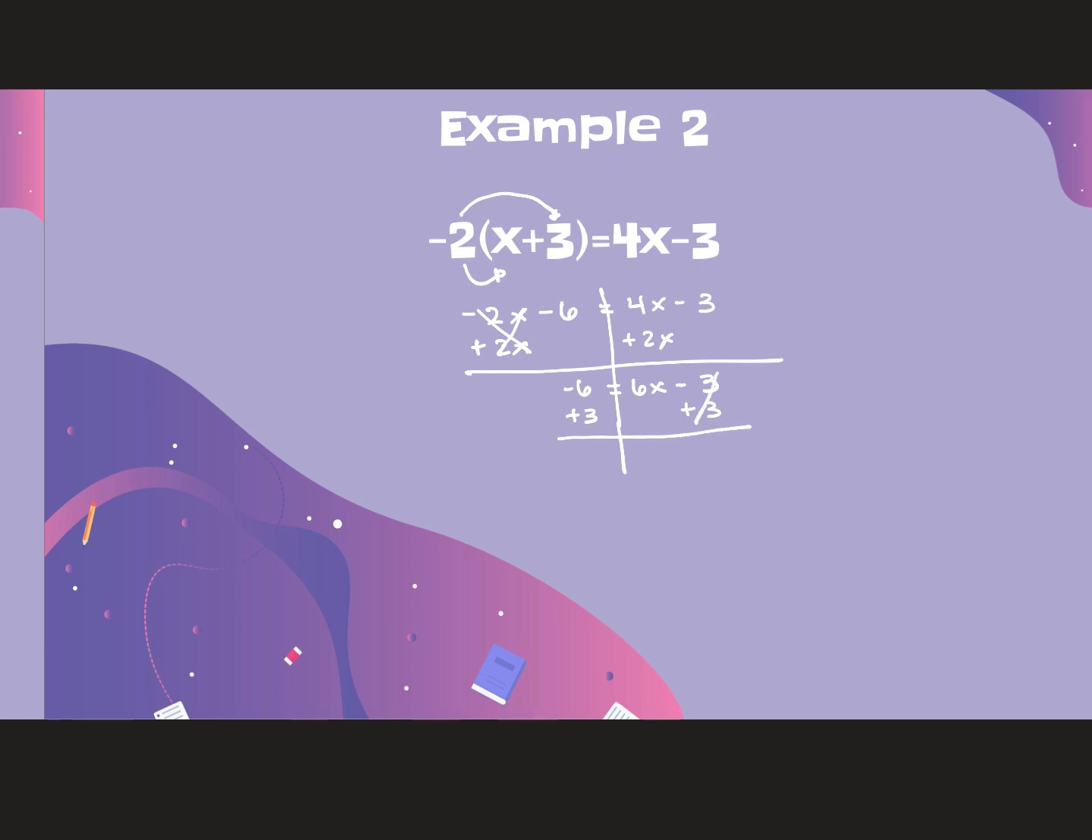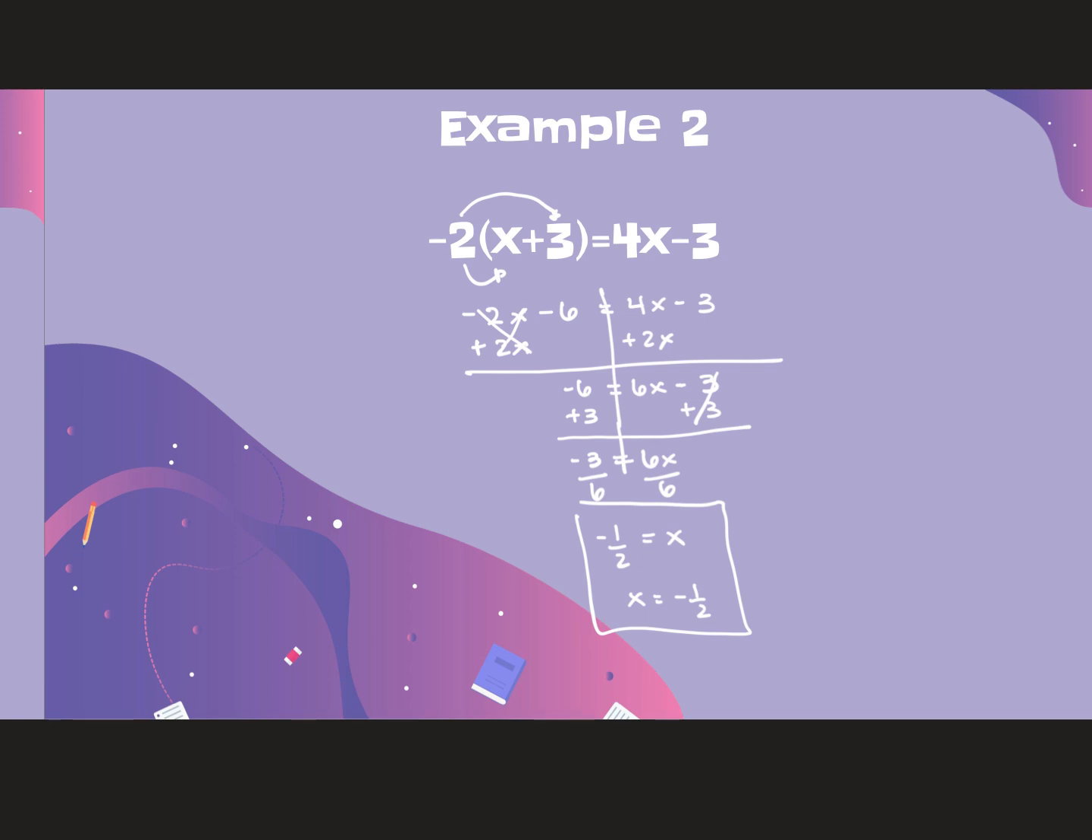And I get that negative 3 is equal to 6x. Divide both sides by 6. And I get that x is equal to negative 1/2. All right, you can also flip it around and say negative 1/2 is equal to x. They are both saying the exact same thing.